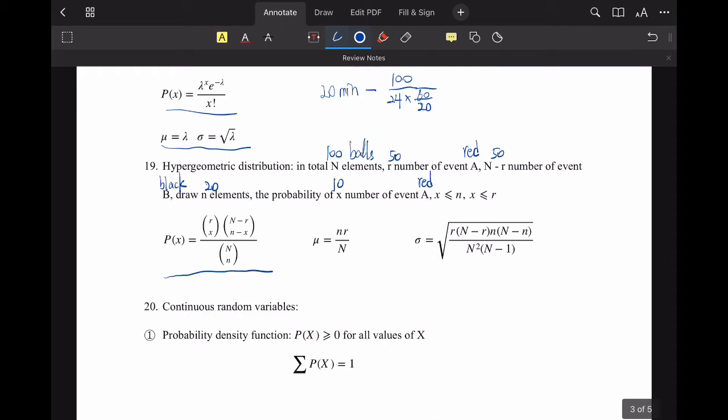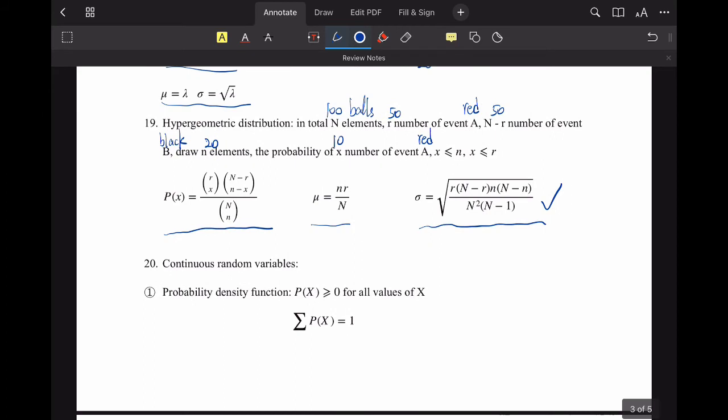And this is the mean and standard deviation. It's a little bit complicated, but you don't need to know how to derive this formula. You just remember this is how you calculate it, and you need to identify R, capital N, small n. That's it. Now then, let's turn to continuous random variables.